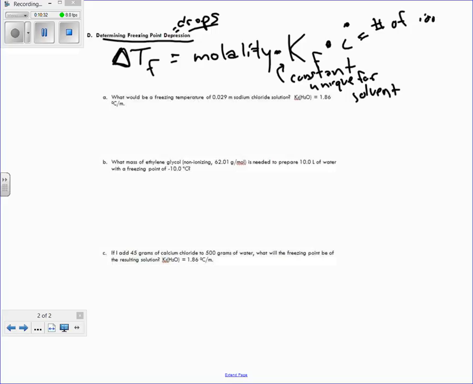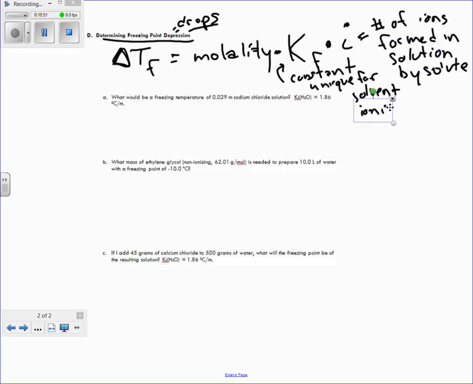The number of ions formed in solution. So let's do a quick review here. The number of ions formed in solution, I should say, by the solute. Here's what I mean by that. Let's do a quick little review.